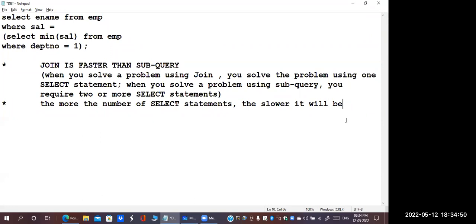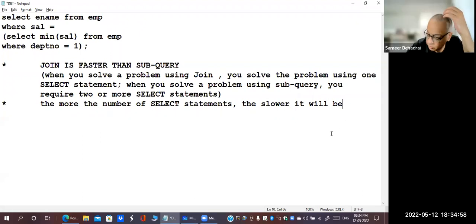Sir, it is same for self-join as self-join works on recursion. They are two different things. Self-join works on recursion. We solve the problem using one select statement. Subquery requires 2 or more select statements. These are independent select statements. They will execute one after the other, step by step, one at a time. You understood the difference? Yes, sir.